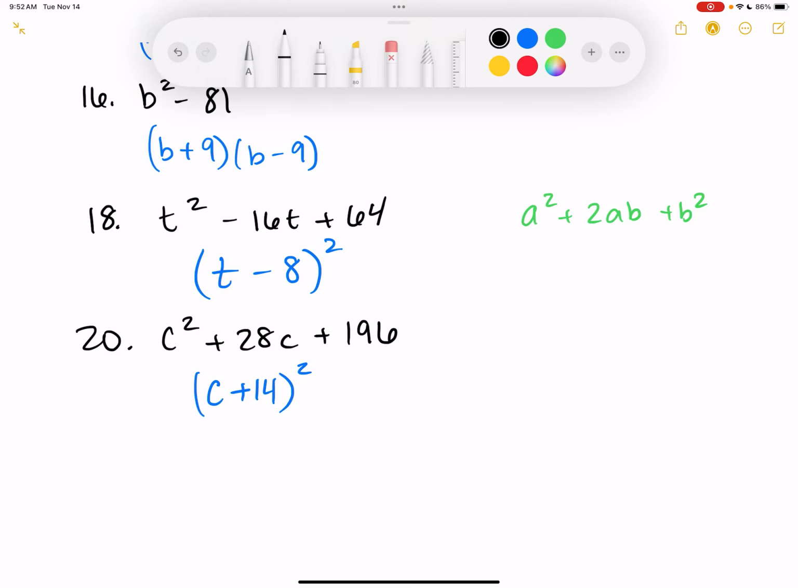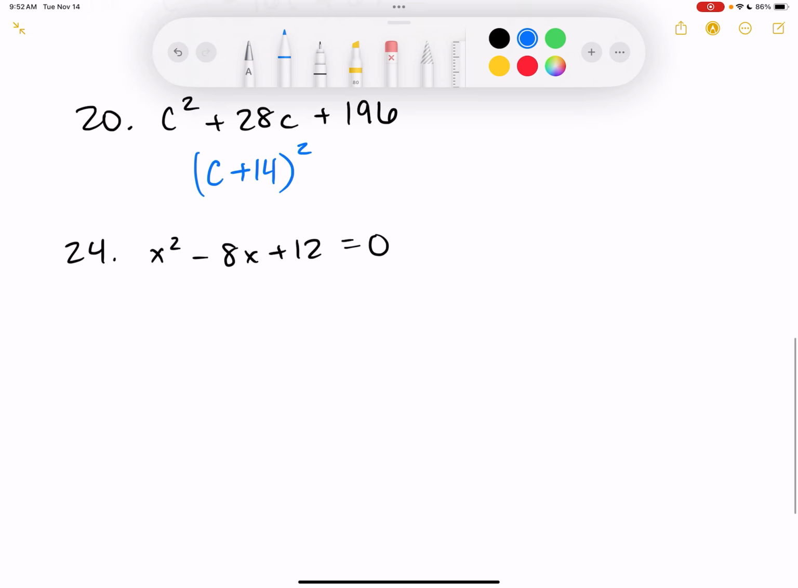So 24, I've got x squared minus 8x plus 12 equals 0. So factors of 12 that give me negative 8 are negative 4 and 2? Negative 4 and 2 would be negative 8 when added, but multiplied gives negative 8, which didn't work. It's negative 6 and negative 2. So x minus 6 and x minus 2, because when I multiply those, it gives me a positive 12, and add them, gives me a negative 8. So that's equal to 0.